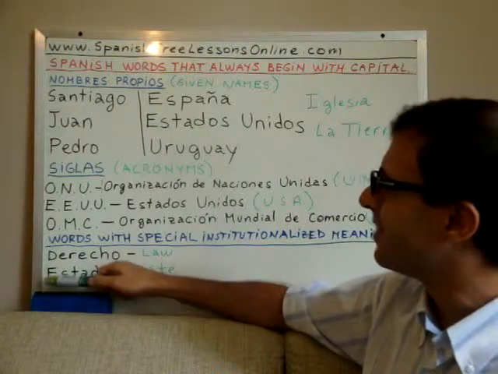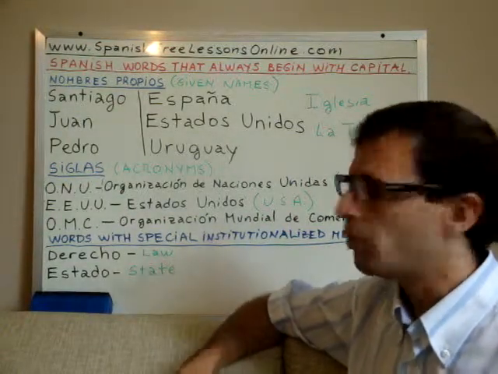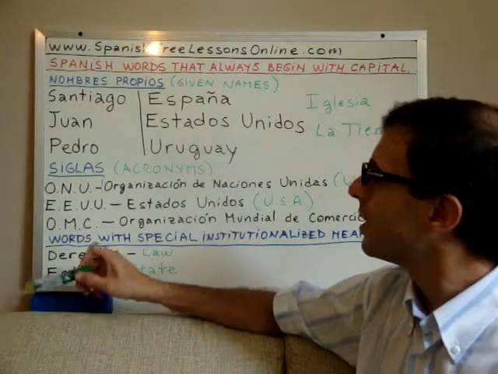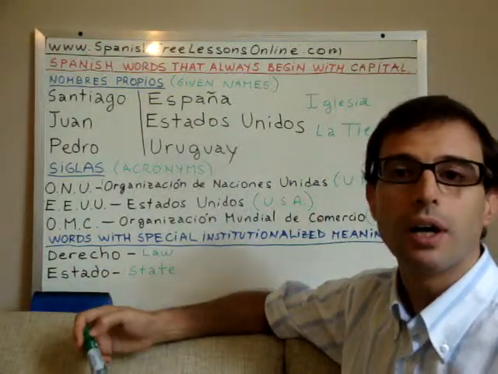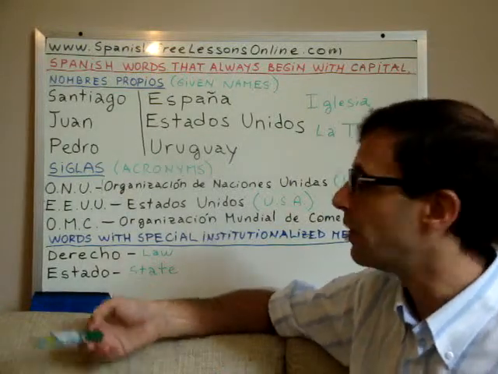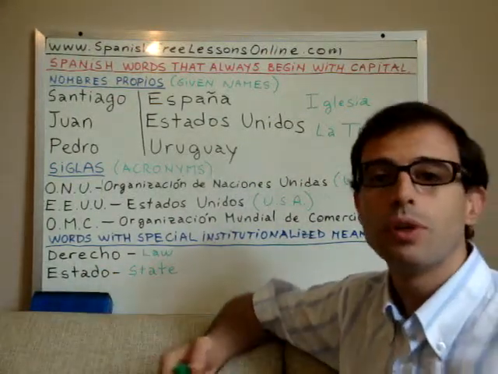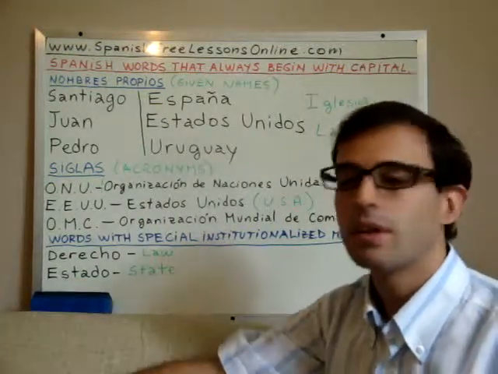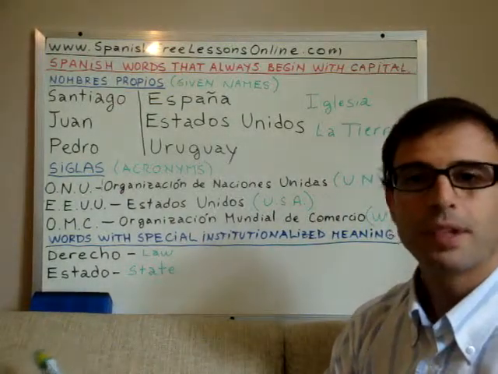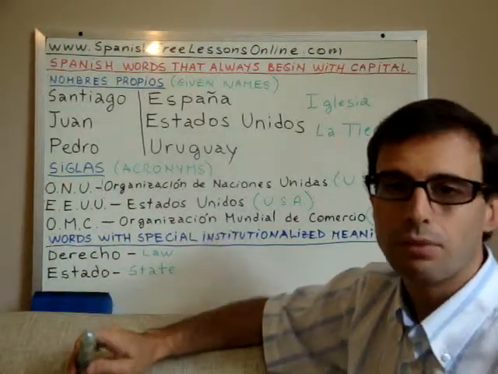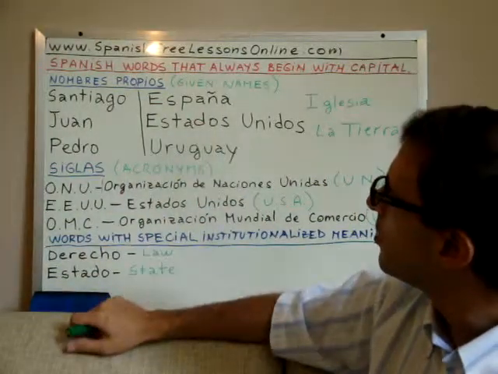Another example is the word estado, state. When you refer to the state, el Estado, Estado always begins with a capital E. We're talking about a national state, a country. When the word state refers to a country, it begins with a capital. When the word state refers to the state of mind, or to the state of how something is, whether something is fit or broken or not, that meaning of state does not have to begin with a capital, okay?